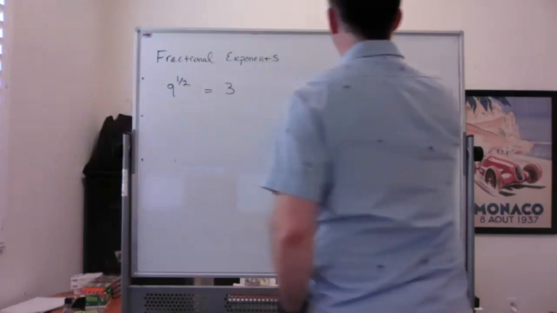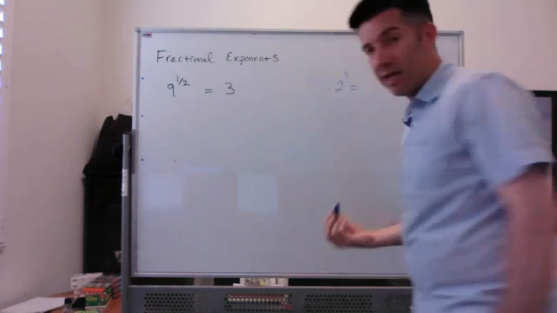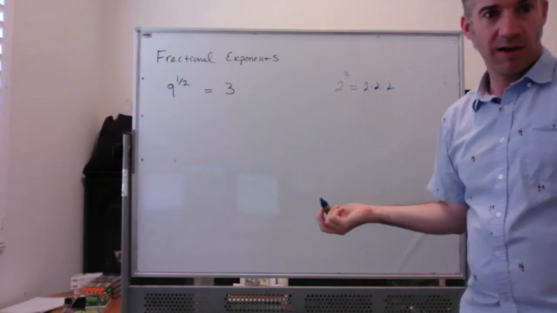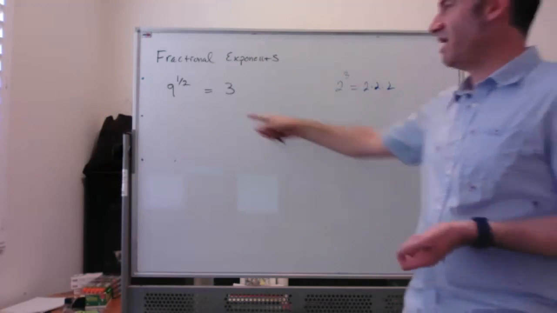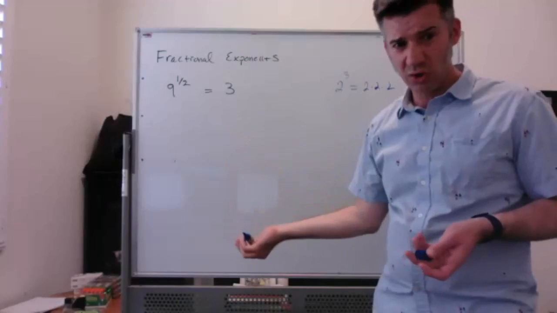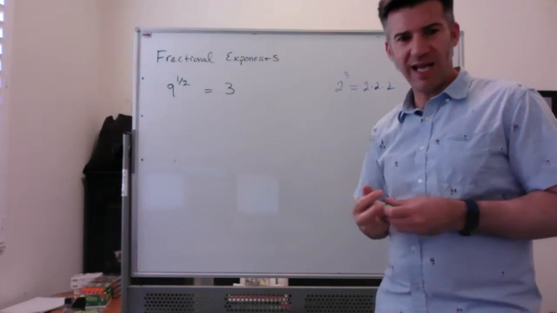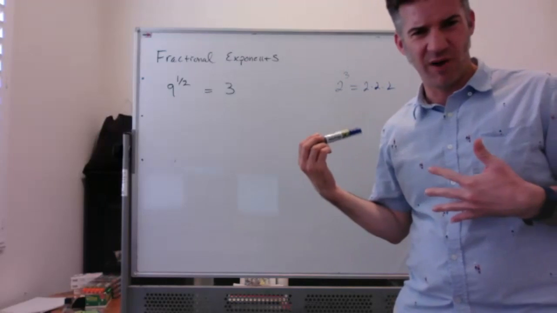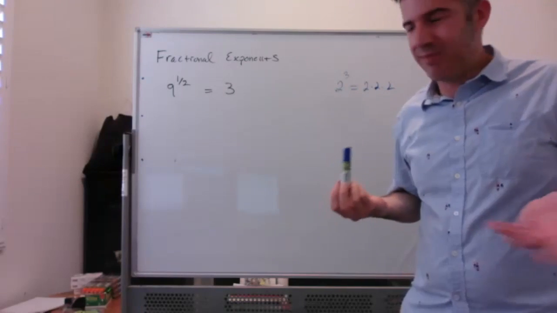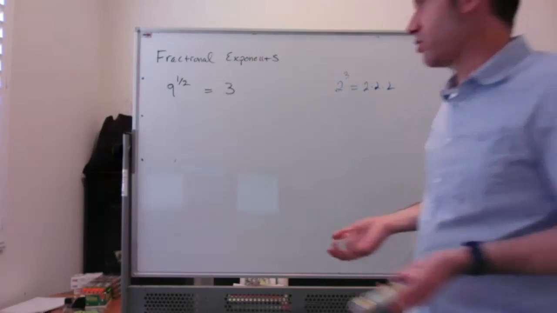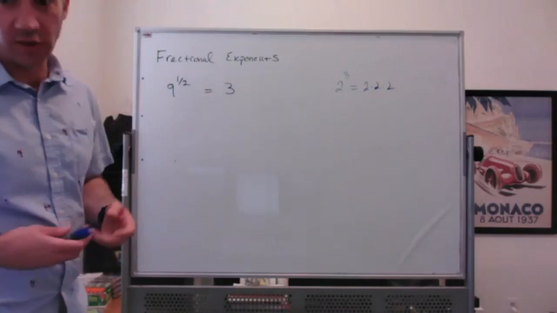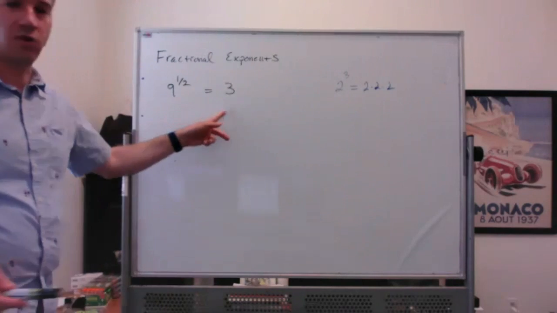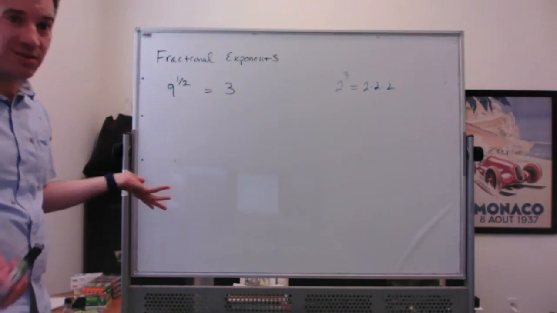We said 2 to the third meant 2 times 2 times 2, because it's repeated multiplication. But when you have powers that are not integers, it kind of loses some of the meaning. And 9 to the 1/2 would be 9 times itself a half a time. I mean, that's kind of what it is. So here's the way I envision it, or how we figure it out. We know this is true, right? We know it's a square root, but why does it work?